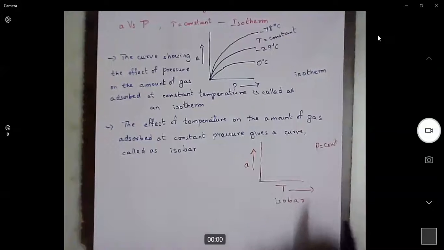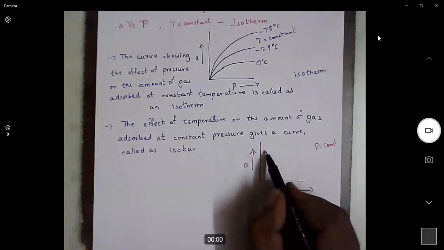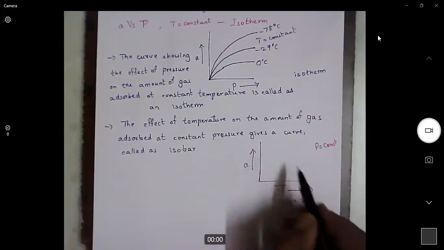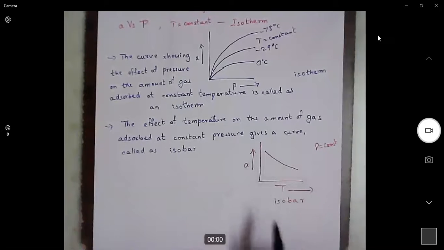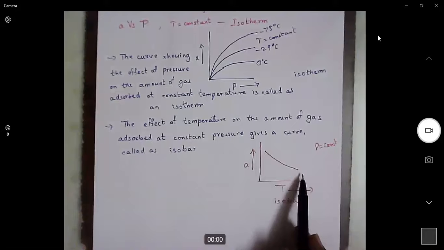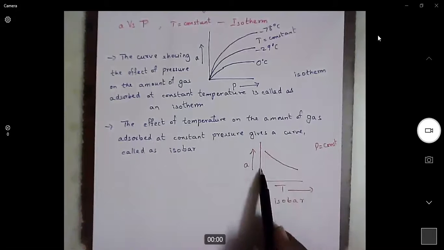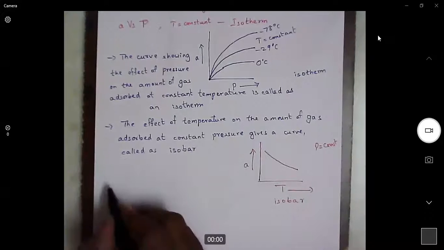Now, as we know, adsorption is an exothermic process which is favored at low temperatures. So at low temperatures, adsorption will be high. With increase in temperature, adsorption decreases. So this graph is called an isobar.